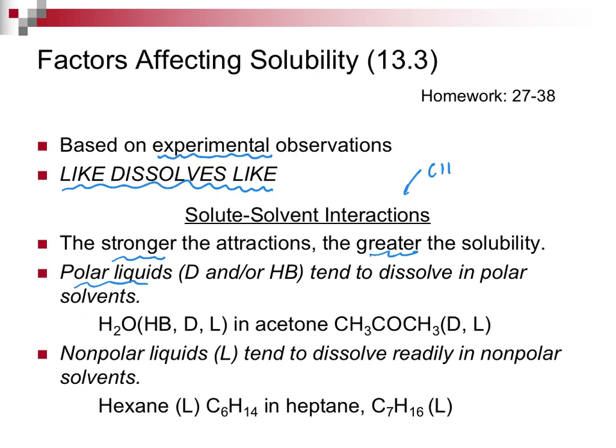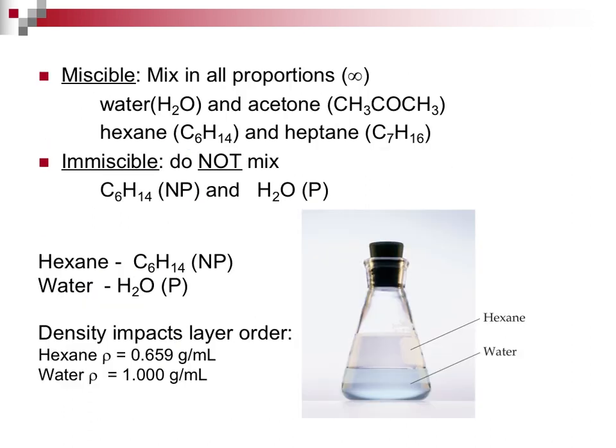We can have polar liquids. They tend to dissolve in polar solvents. We have nonpolar liquids, and they tend to dissolve in nonpolar solvents. We use the terms miscible and immiscible. Miscible means it mixes in all proportions, and we use the infinity symbol, something like water and acetone, hexane and heptane. If we use the term immiscible, the substances do not mix.